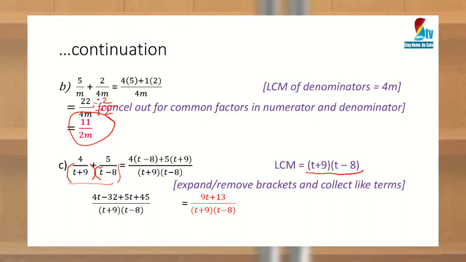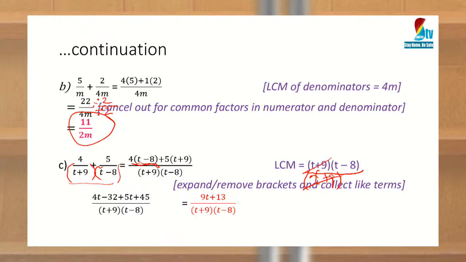That I follow when I'm adding fractions. I'm asking myself how many times t plus 9 can go into t plus 9 multiplied by t minus 8. So I'll simply divide by t plus 9. So t plus 9 will cancel this t plus 9 because they are common factors. And then I'm left with t minus 8. Here is the t minus 8.